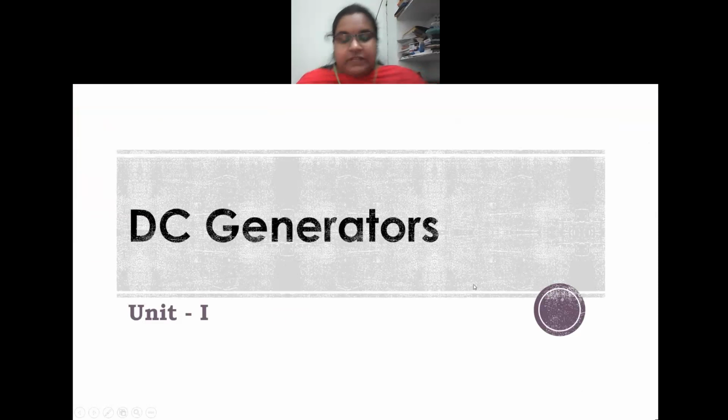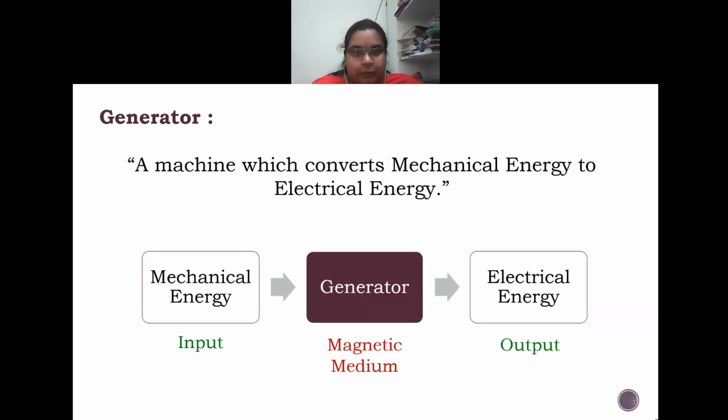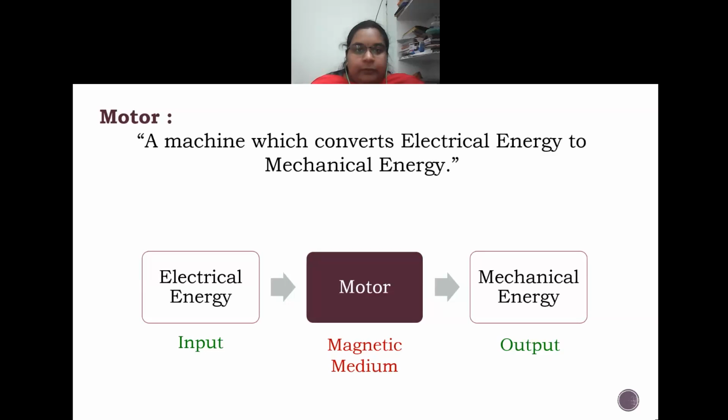So in the last class we started the discussion on the topic of DC generators, and we saw what a generator is as well as what a motor is. A generator is a machine which converts mechanical energy into electrical energy. Here the conversion takes place in the magnetic medium. That is the main concern. Next is the motor. A motor is a machine which converts electrical energy into mechanical energy. Here also the main medium is the magnetic medium. This also we have seen.